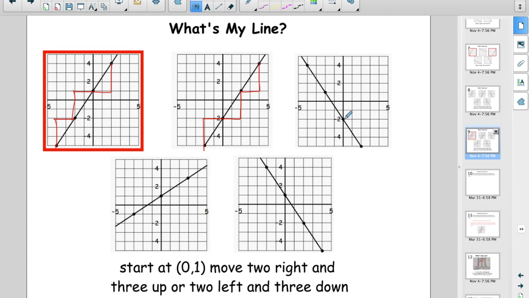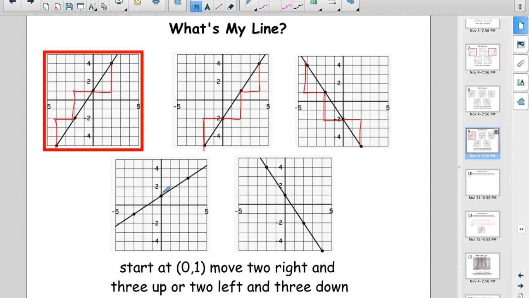Now let's take a look at this one. Here is our start point at 0, negative 2. We are going 2 to the right and 3 down, but we were supposed to go 2 to the right and 3 up. Or alternately, we are going 2 to the left and 3 up, and of course our descriptor was 2 left and 3 down. So this one doesn't have the correct slope, nor does it have the correct start point.